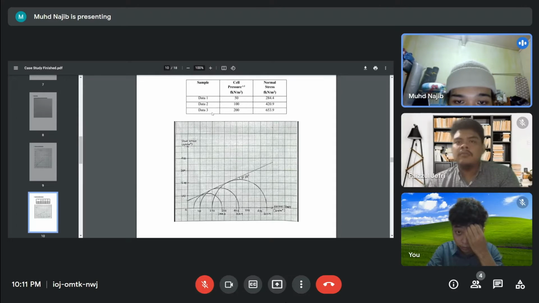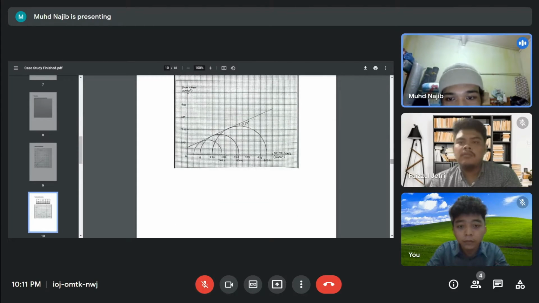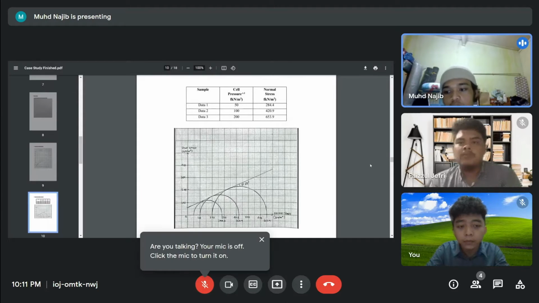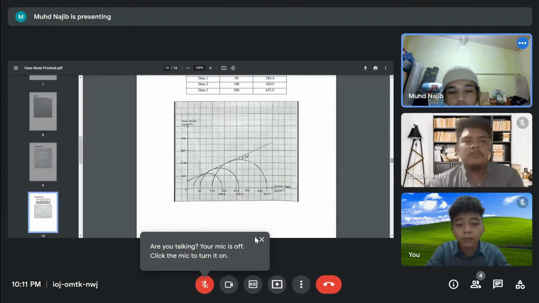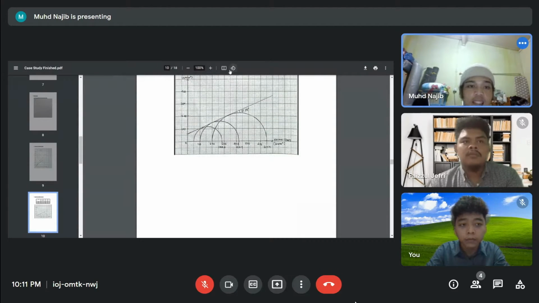Last, for data 3, the cell pressure is 200 kilonewton per meter square, and the normal stress for data 3 is 653.9 kilonewton per meter square. So this is the graph for the Mohr circle. Next, I would pass this presentation to Muhammad FAIZZUL to present more about this case study.